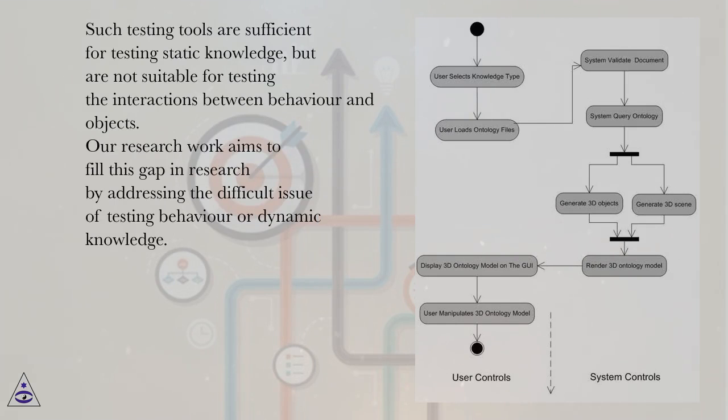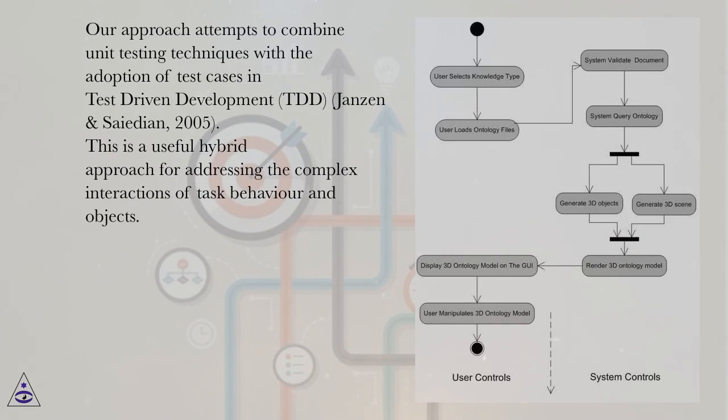Such testing tools are sufficient for testing static knowledge, but are not suitable for testing the interactions between behavior and objects. Our research work aims to fill this gap in research by addressing the difficult issue of testing behavior or dynamic knowledge. Our approach attempts to combine unit testing techniques with the adoption of test cases in test-driven development, TDD, Jansen and Saadian, 2005. This is a useful hybrid approach for addressing the complex interactions of task behavior and objects.